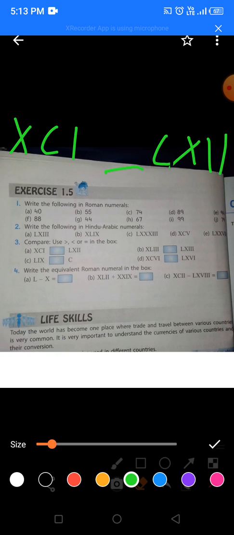Now children, you have to use the greater number or the smaller number sign in the box. Okay. Now question number 3. Just read this number. This is XC I. Then you have a box here. I hope this is clear to you.